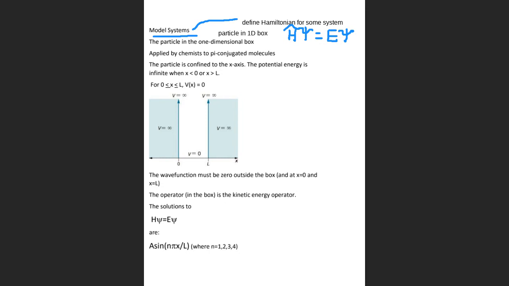Okay, last week I talked about how the particle in the one-dimensional box is applied by Kuhn to pi conjugated molecules. What we will do now is walk through this model system from the beginning and see how psi and the energies are developed. Okay, we have some particle. Imagine an electron. That's convenient. It's confined to the x-axis. In other words, it's one dimension.